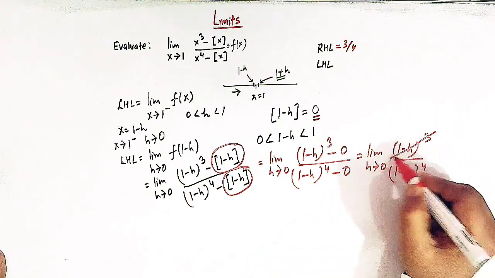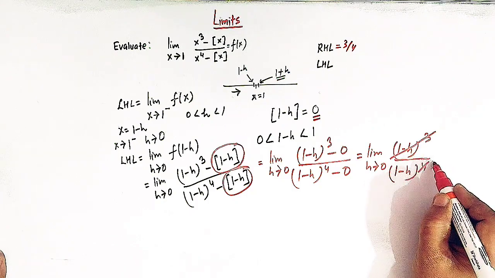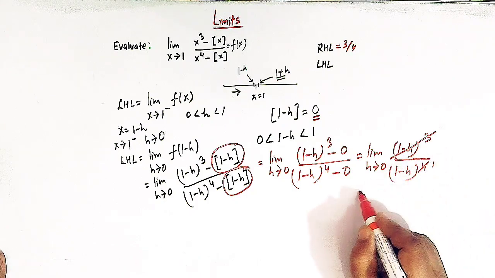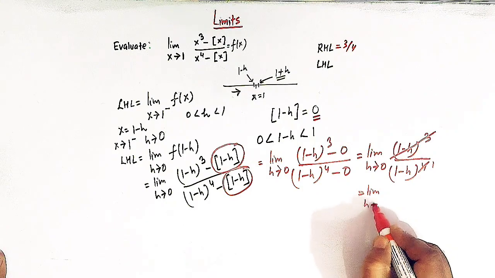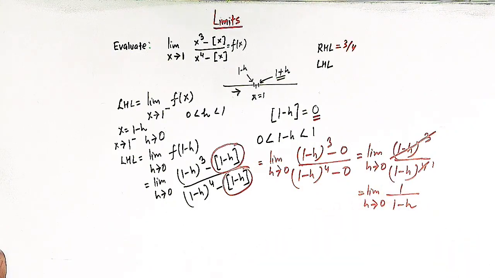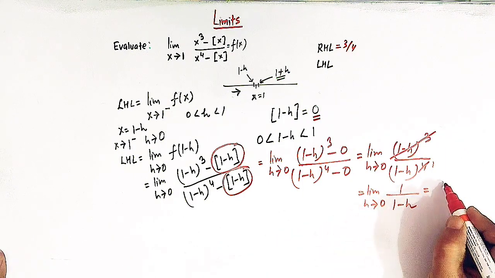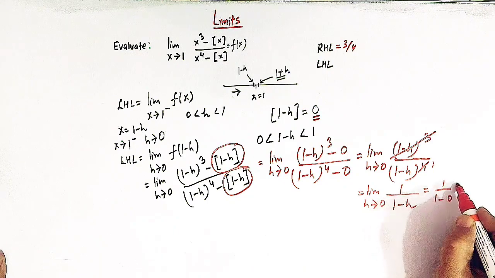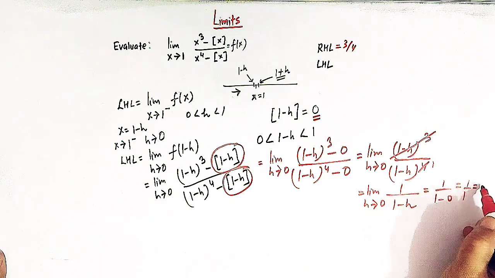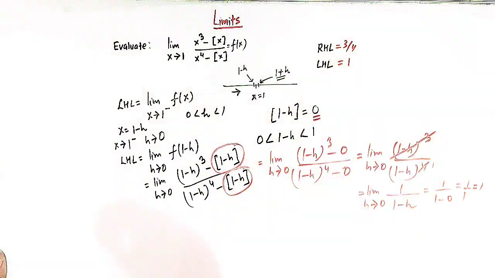So this quantity gets cancelled with this one, and here we are with only power 1. So this is limit h tends to 0, and we have 1 over 1 minus h, right? Okay, now taking h is equal to 0, here we have 1 over 1 minus 0. So this is 1 over 1, that is 1. So the left hand limit is equal to 1, right?